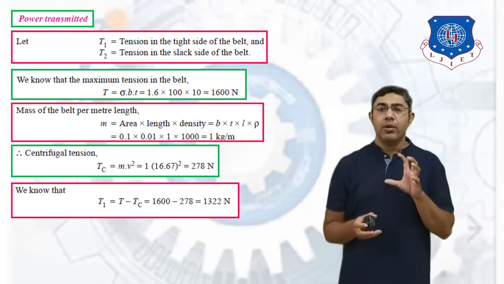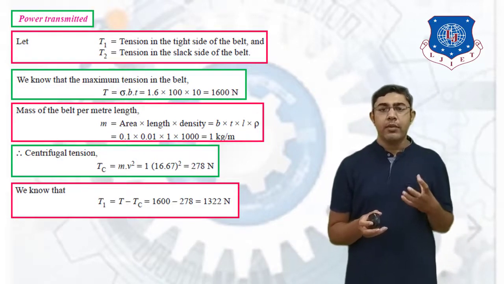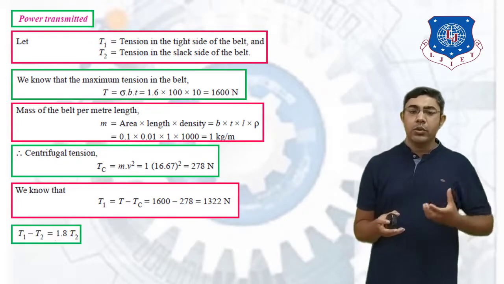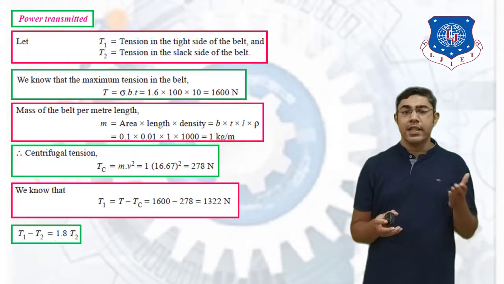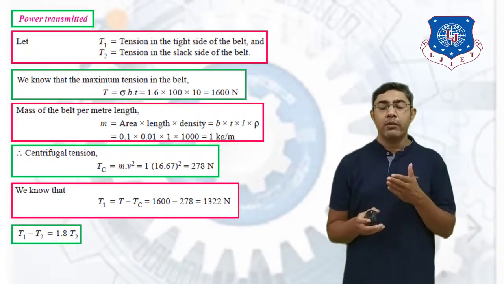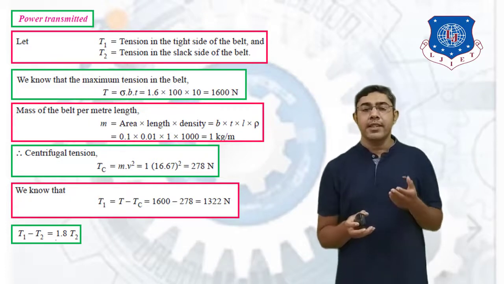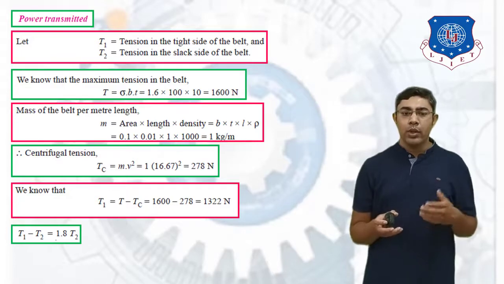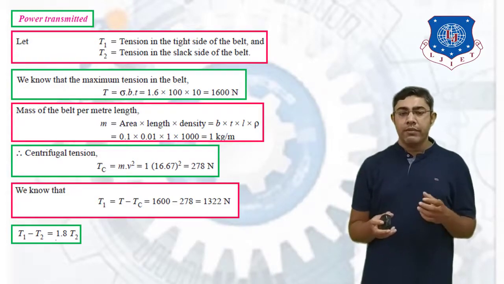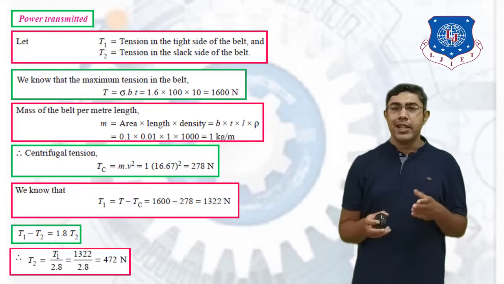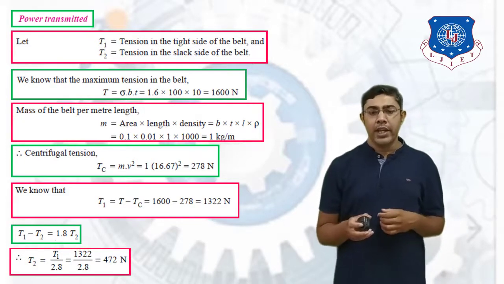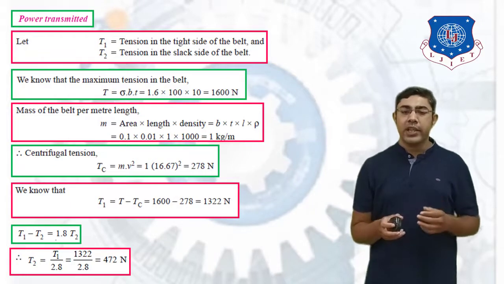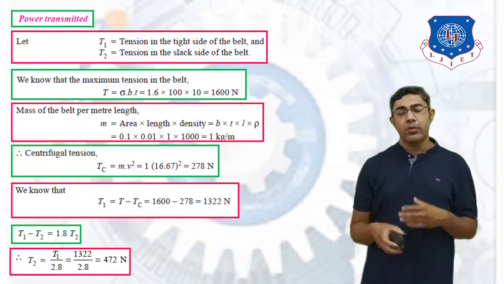So now we have the value of T1. To calculate the power, we also need the value of T2. We are given one condition, that is T1 minus T2 is equal to 1.8 T2, and in this equation we place the value of T1, that is 1322, to get the value of T2. If we simplify this equation, we get T2 is equal to T1 upon 2.8, and T1 we place, 1322 newtons. So we get T2 is equal to 472 newtons.